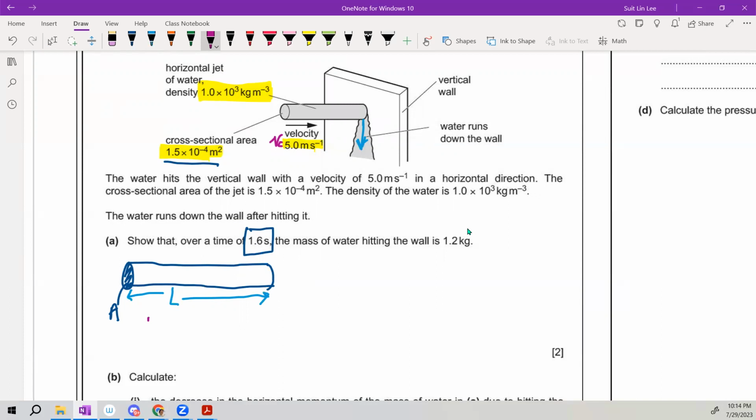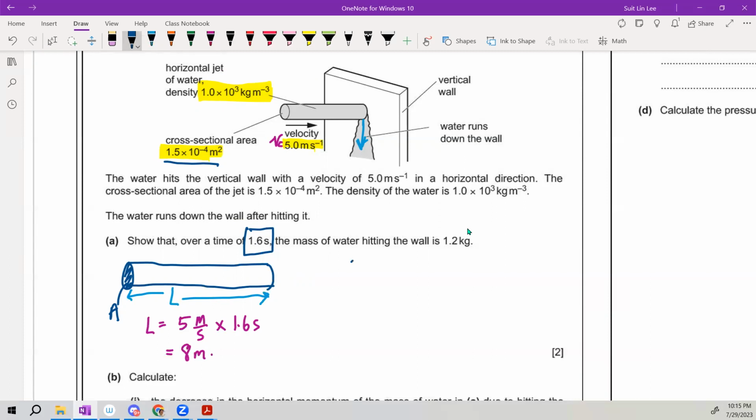Okay, so I know that the speed is 5 meters per second. So L will be equal to 5 meter every second multiplied by 1.6 second. So I can find the value of L like this. 8 meter.